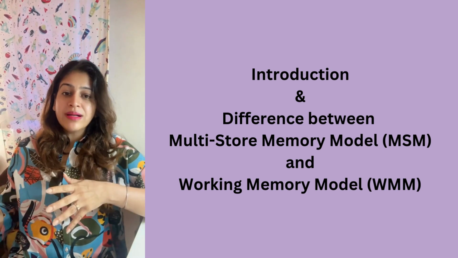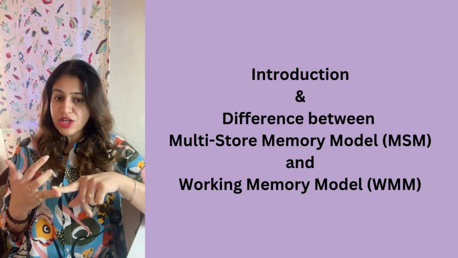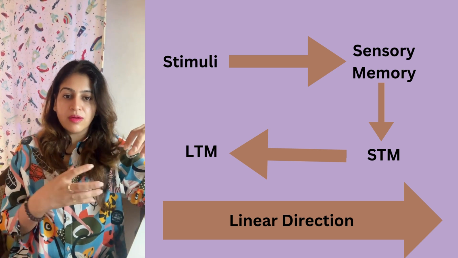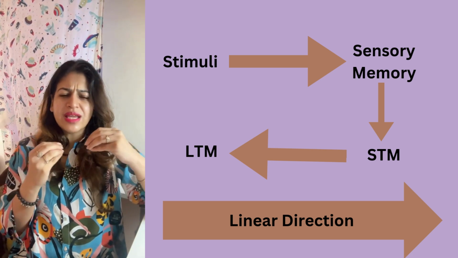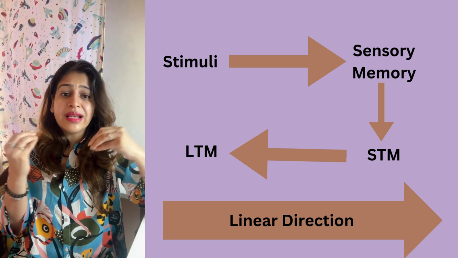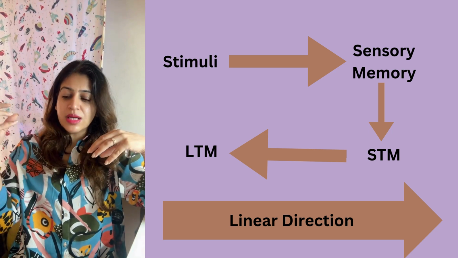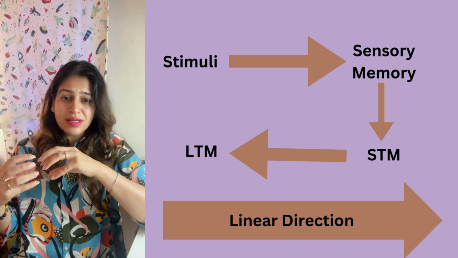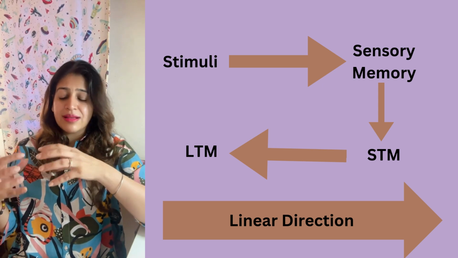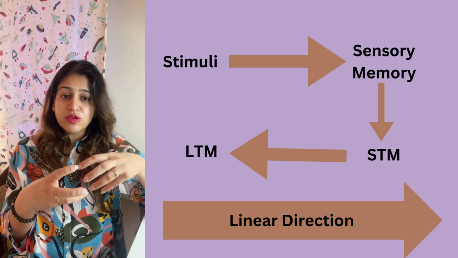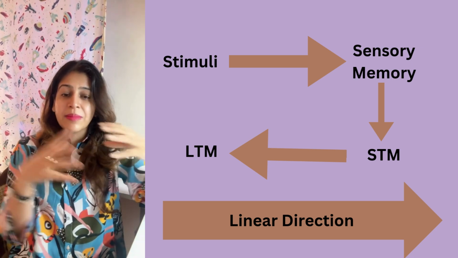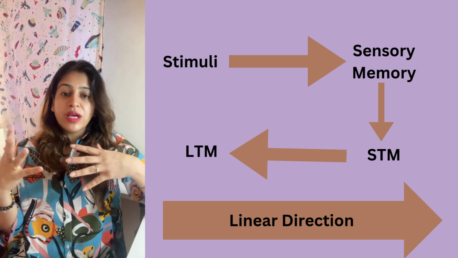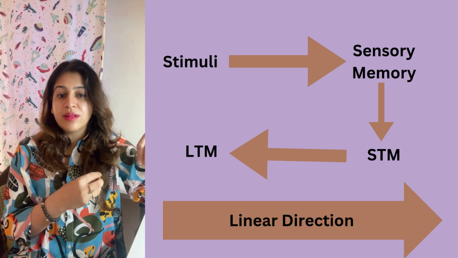In the multi-store memory model, you had sensory memory, short-term and long-term memory. The procedure is very linear and simplistic in nature. When the information comes in, it is detected by your sensory memory. It stays there for a while, like 1 second or 2 seconds. From sensory memory, it moves on to the STM. From STM, it goes to the LTM. This is a one-way direction in which the information is processed and stored in the memory.